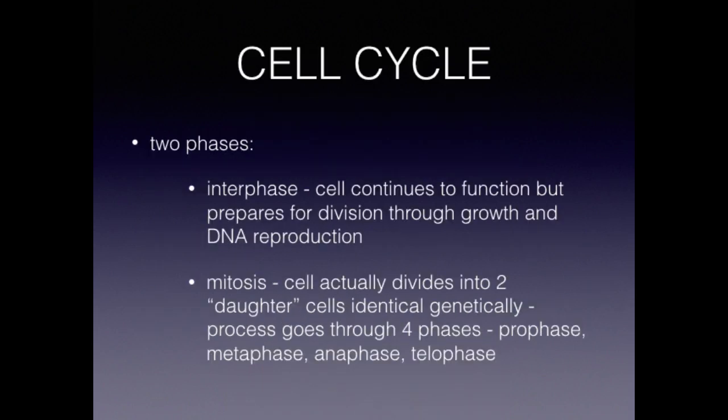So basically the cell cycle has 2 phases: the interphase, where the cell continues to function but prepares for division through growth and DNA reproduction, and mitosis, that play me a tune, where one cell will divide into 2 daughter cells that are genetically identical, and it goes through the prophase, metaphase, anaphase, and telophase.